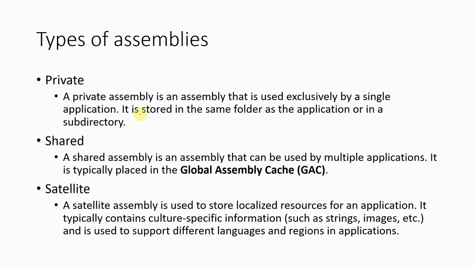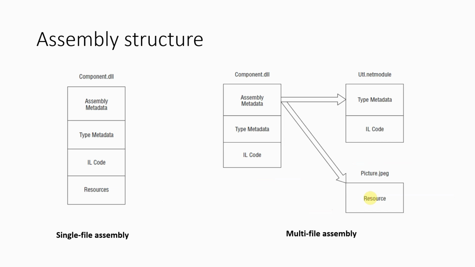Private assemblies are the assemblies which will be used exclusively by a single application, and this assembly will be stored in the same directory of the application where it is installed. Shared assemblies are the assemblies which will be shared with multiple applications, so the shared copy of the assembly is stored in the global assembly cache. And the last type is the satellite assembly, which is mainly used to store the localized resources needed for the application.